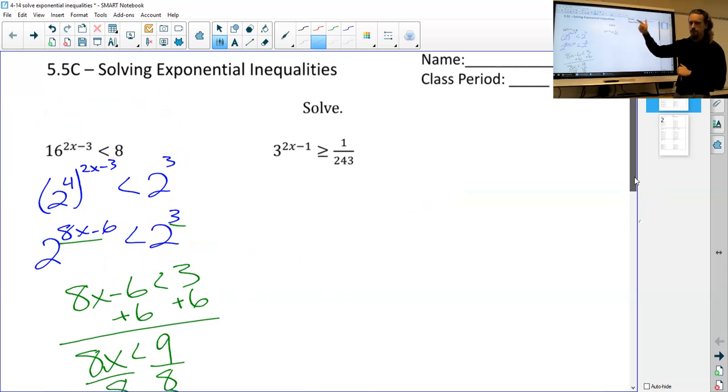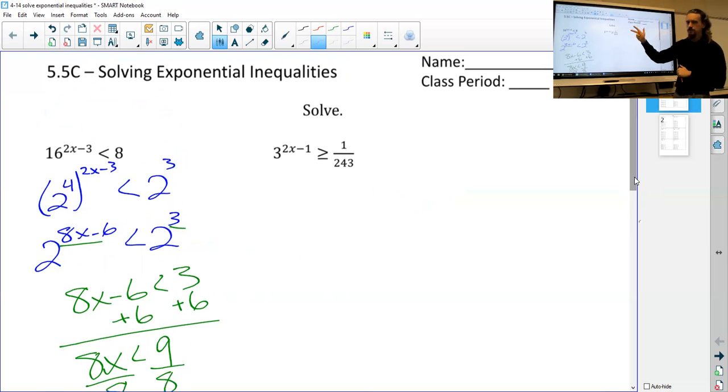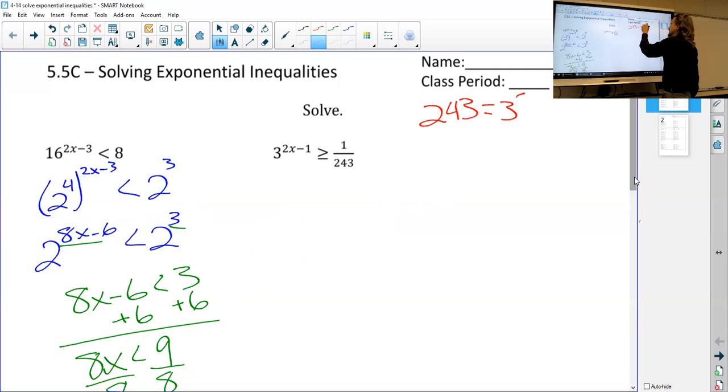So I'm just going to count it off. 3 times 3 is 9. 9 times 3 is 27. 27 times 3 is 81. And 81 times 3 is 243. So I counted up to 5. So 243 would equal 3 to the 5th power.